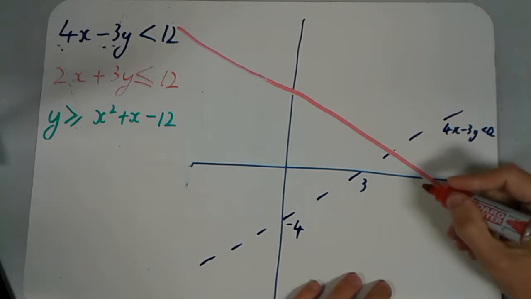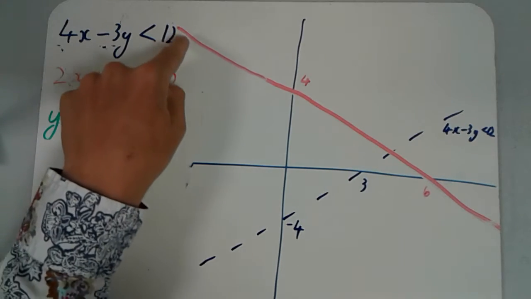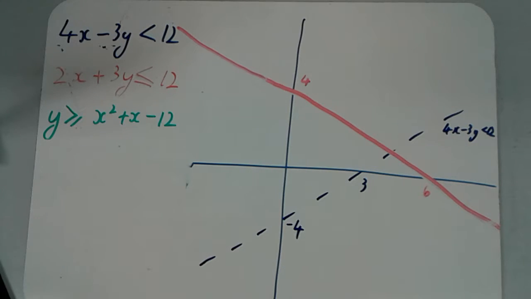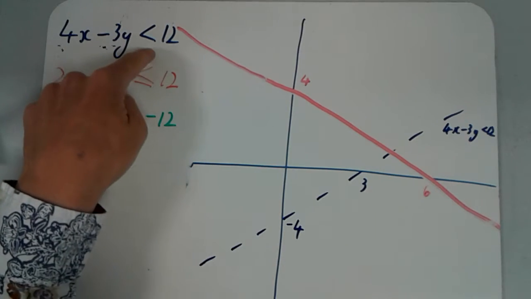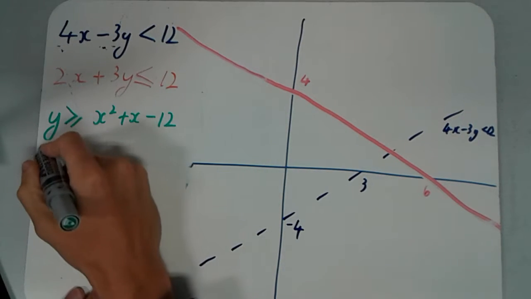Okay, so let's just label our points again. 6 and 4. Notice that I'm now using a solid line to represent the fact that it can equal 12. So dotted lines for strict inequalities, solid lines when you can equal the value. Okay, now we need to do our parabola.